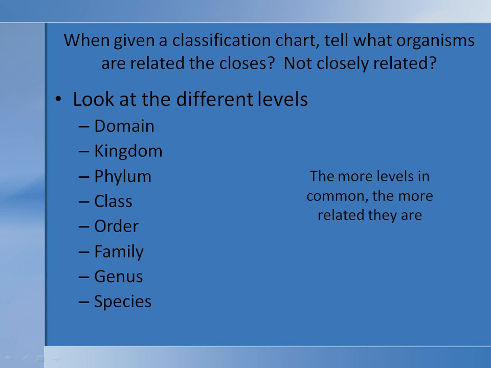The next one is when given a classification chart, tell what organisms are related the closest and which ones are not closely related. So you need to look at the different levels, and they are domain, kingdom, phylum, class, order, family, genus, and species, and that's from the highest or the most broad, which is domain, down to the most specific, which is species. And remember, the more levels they have in common, the more related they are. So if they share, for example, the same species, they are the same type of organism. They're able to mate and reproduce and create new offspring. Whereas when we're looking at something that's in the same order, for example, we can see that there are some similarities, but there are also at the same time some important differences.